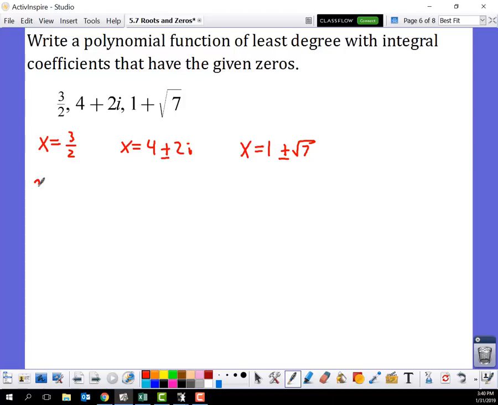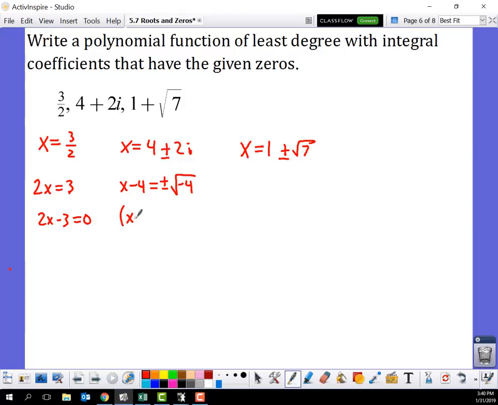So what I'm actually going to do is call this 2x equals 3, and then 2x minus 3 equals 0. That's going to help me avoid having fractions. Now this middle one, you have to pay extra close attention. The first thing you're going to do is move the 4 to the other side. So you get x minus 4 equals plus or minus the square root of negative 4. So I did two things there: I moved the 4 to the other side, and I rewrote 2i as the square root of negative 4.